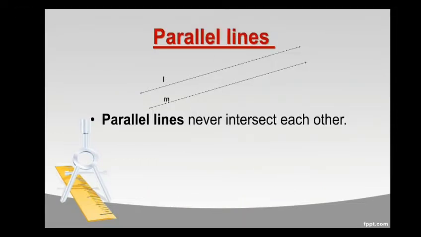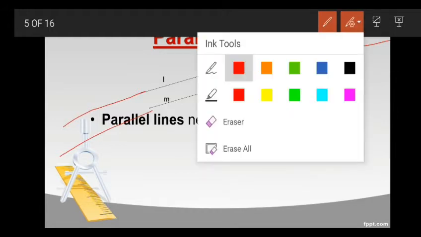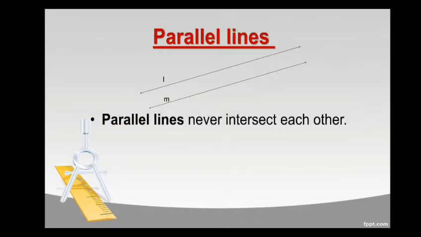Here you can extend this line in both directions endlessly, right? So even if you extend this line, they won't meet each other. So parallel lines never meet each other, and the distance between these two lines will always be equal. If you measure the distance here, that will be equal, and if you measure the distance here, that will also be equal. So parallel lines never intersect each other.